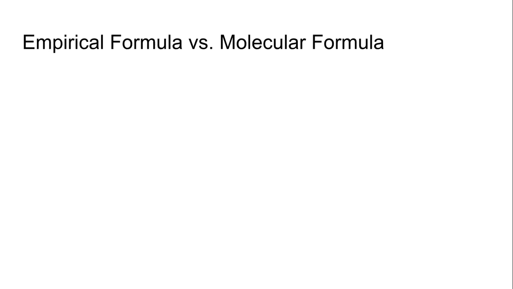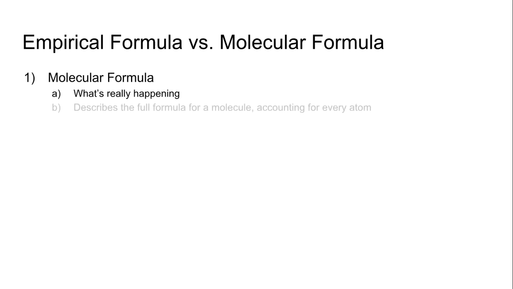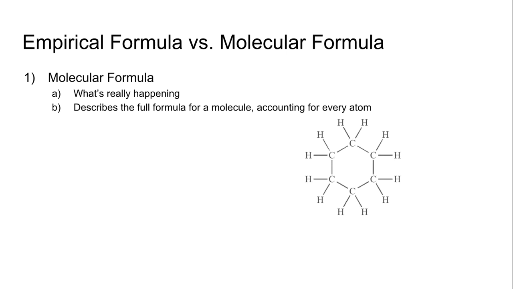All right, well, let's talk about empirical formulas versus molecular formulas. Molecular formula, well, that's what tells us what's really happening in a molecule. It describes the full formula of a molecule and accounts for every single atom. So for instance, I've got my example molecule here. This is cyclohexane. And in cyclohexane, I can count there are 6 different carbons and there are 12 hydrogens total. My formula is C6H12. It accounts for every single atom in the formula.